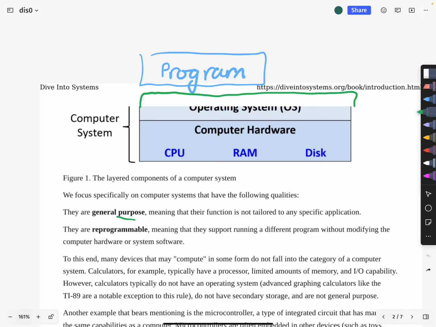Okay. Also, we will be interested in reprogrammable computers, which maybe you think is a little strange, right? Isn't every computer reprogrammable? Well, no. Again, like your calculator, if you regard that as a computer, as long as it doesn't have a way to write programs into the calculator, which some do. But if it doesn't, then it's not reprogrammable.